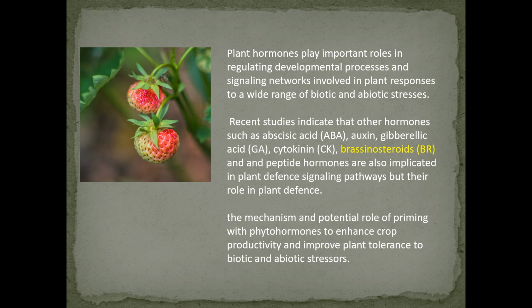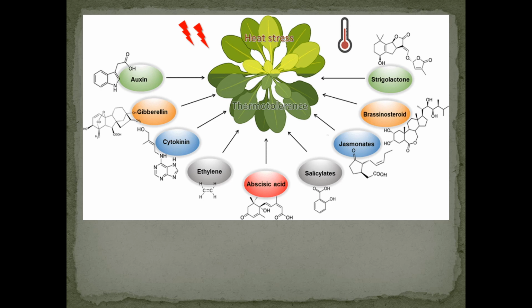Under changing climatic conditions, numerous biotic and abiotic stresses affect seed germination, seedling growth and plant development, leading to a decline in the biological and economic yield of crops. Right? This is the main concept. And the mechanism to improve tolerance, for example to heat stress, is thermotolerance. Some of the plant growth hormones involved are auxin, gibberellin, cytokinin, ethylene, abscisic acid, salicylic acid, jasmonate, brassinosteroid, and strigolactone.